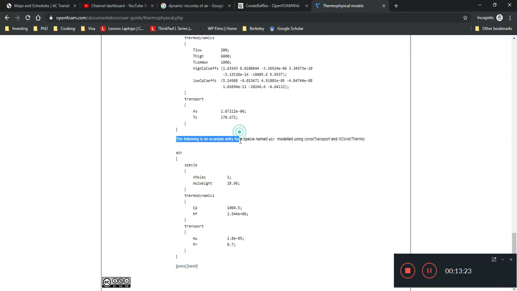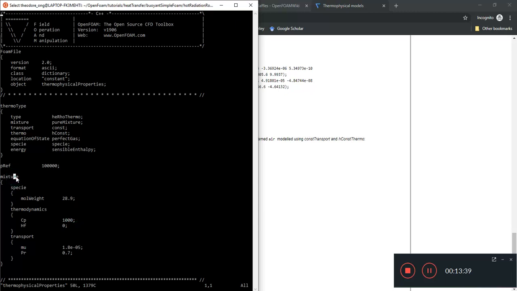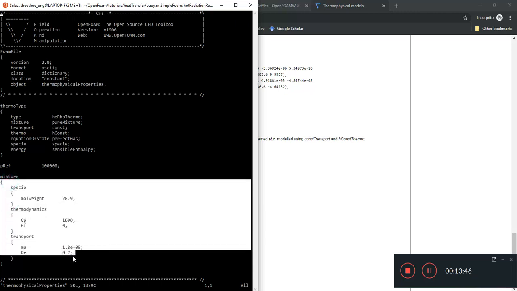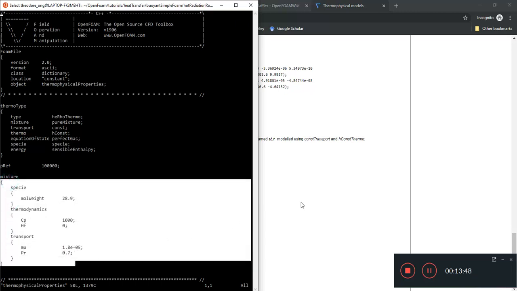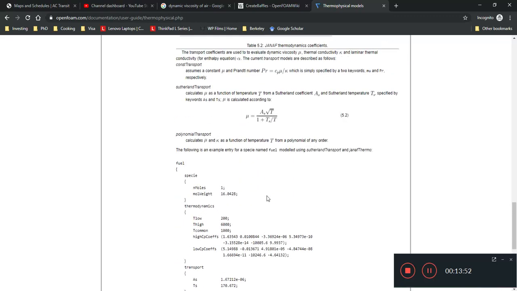So in this case, air will look something like that. There's a species named air, and for the species there's some number of moles, molecular weight, thermodynamics, and transport listed here. In our input file, we just name it as mixture, and the species is this, which is obviously air. We just don't call it air. But that's that. Let's go through the other options.